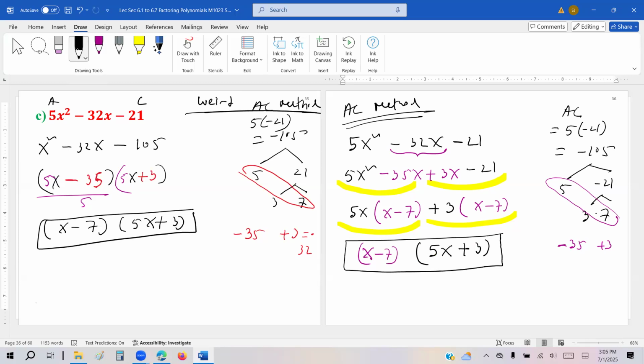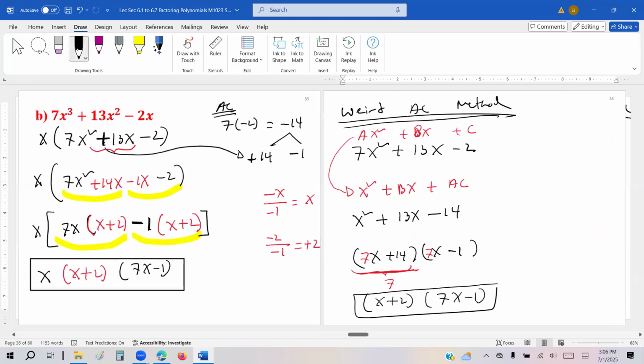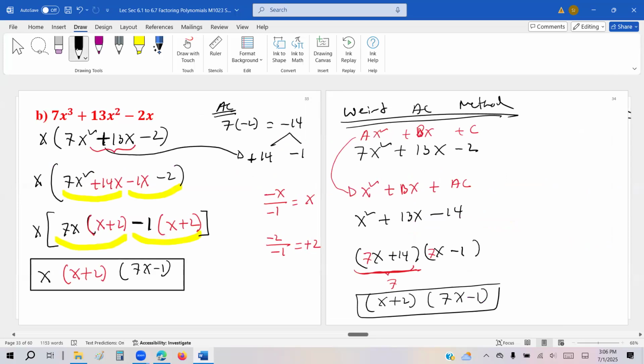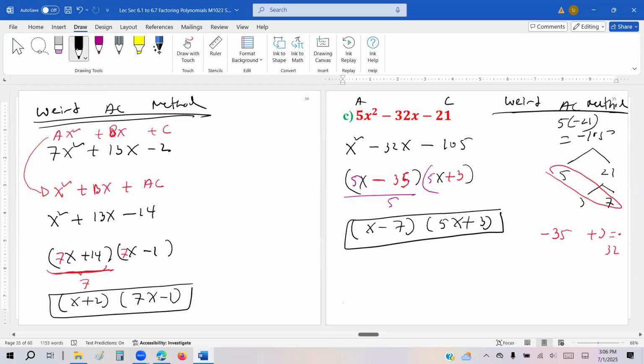So we are using the AC method, normal AC method. AC method is useful when your numbers are bigger like this one. 5, 21, they're a little bit bigger. So AC method is useful. But if you have prime numbers, like this one, 7 is prime, 2 is prime, for prime numbers, trial is actually better. You just have to play with the numbers. And if your numbers are very big, like 28, 17, then definitely trial method is better if you have the multiple choice.